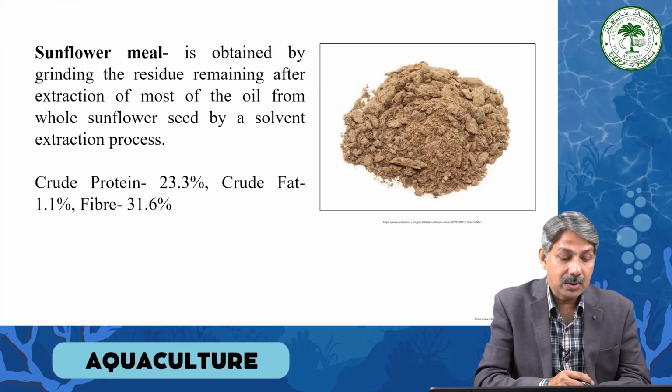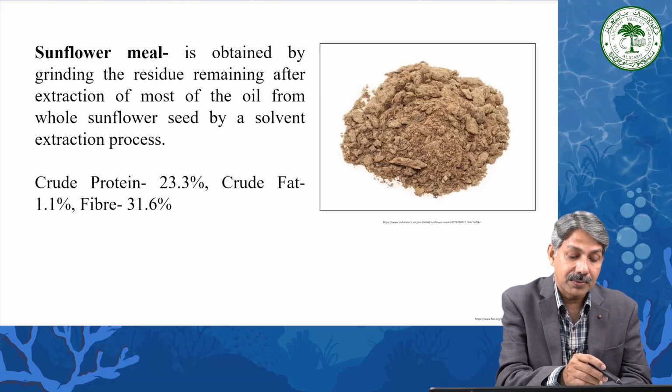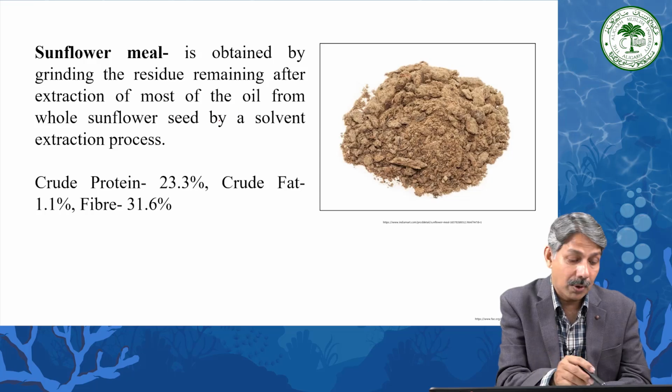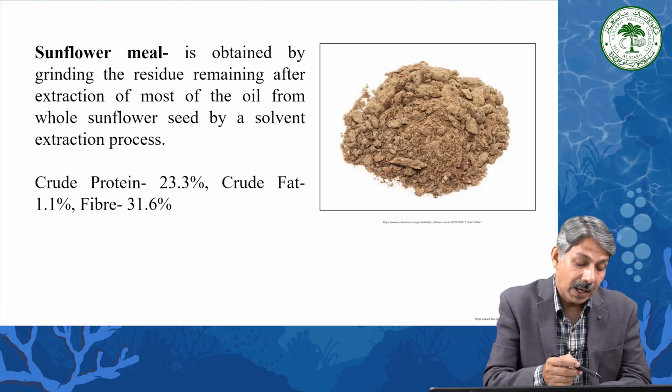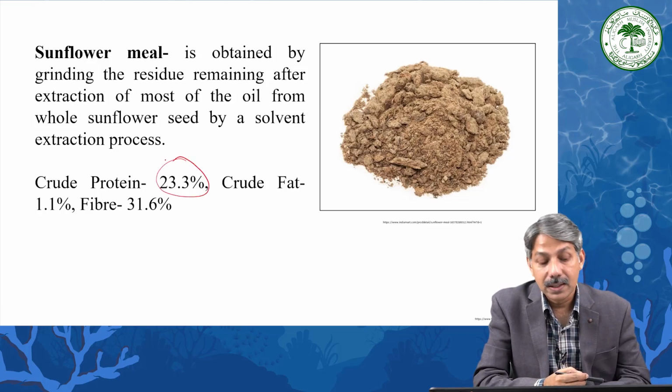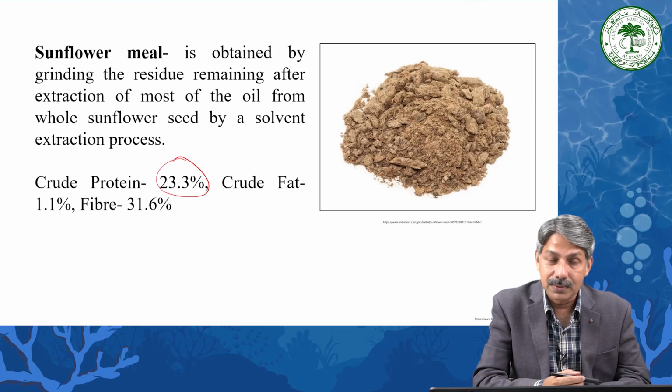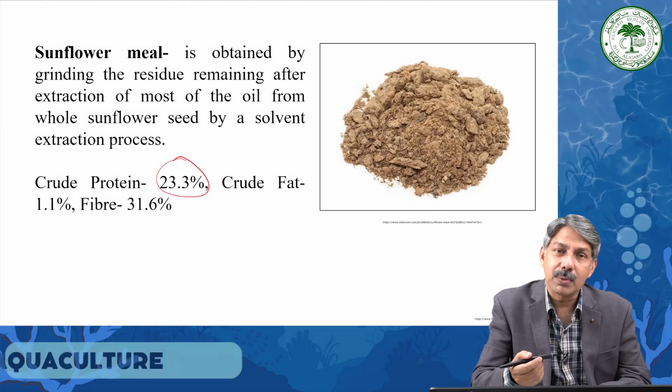Sunflower meal is obtained by grinding the residue remaining after extraction of most of the oil from whole sunflower seed by solvent extraction process, and crude protein in case of sunflower meal is not as high as reported in some of the other plant oilseed meals that we have referred to in the previous slides. It's around 23.3%.